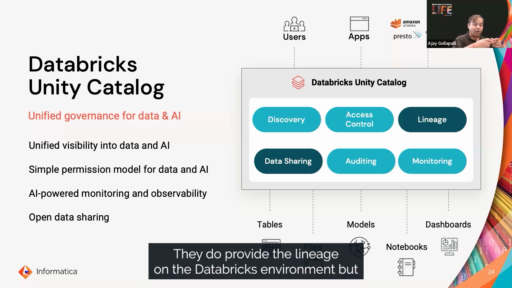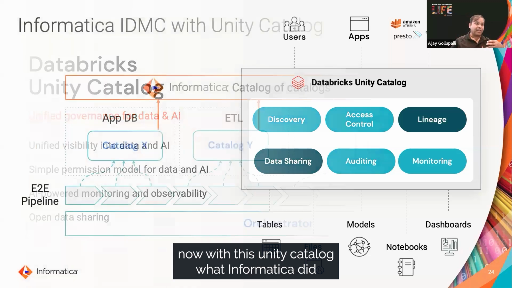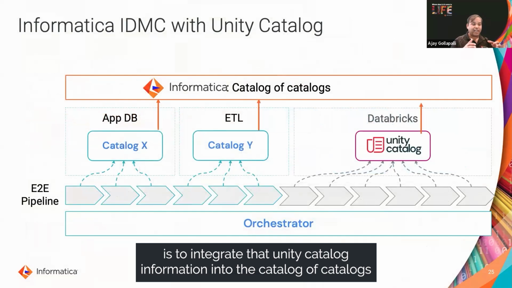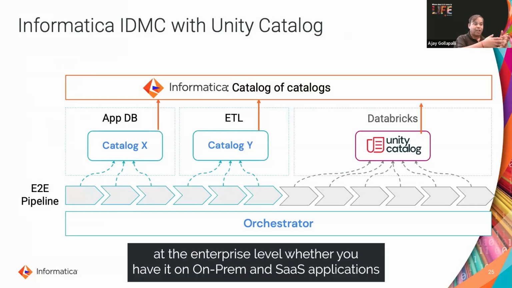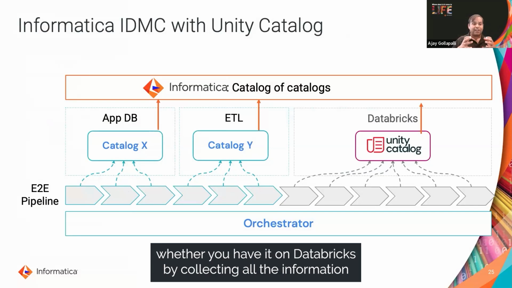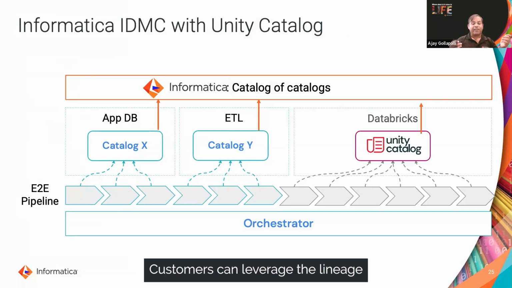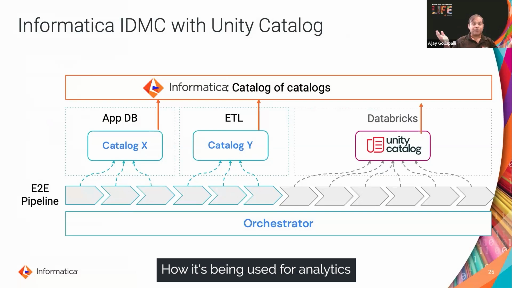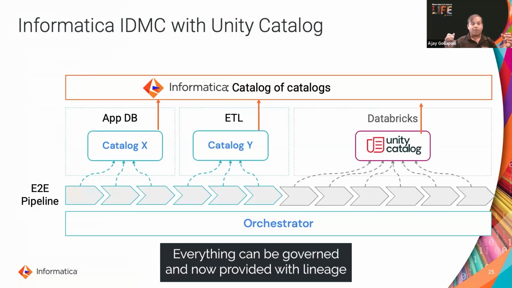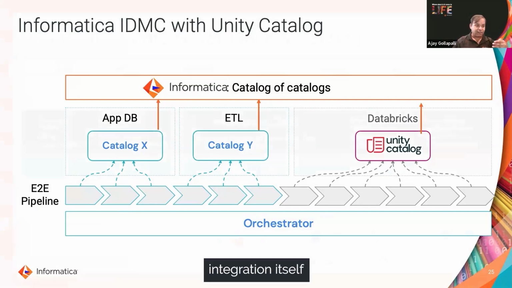They do provide the lineage on the Databricks environment, but now with this Unity Catalog, what Informatica did is integrate that Unity Catalog information into a catalog of catalogs. Informatica provides catalogs at the enterprise level, whether you have it on-prem, whether you have SaaS applications, or whether you have it on Databricks. By collecting all this information, customers can leverage the lineage from end to end, a real end to end, from where the data came into the enterprise to how it's being used for analytics. Everything can be governed and now provided with lineage. Those important functionalities get built with the Unity Catalog integration itself.